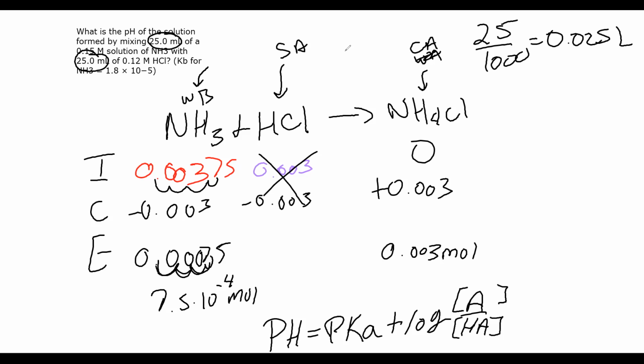How do I go from moles to concentration? What do I do? Divide by what volume? Total volume or individual volume? Total volume, because we added these two things together, right? So it's going to change the volume up. So we're technically also diluting these things as well. So what is 0.025 plus 0.025? Because it's basically the same, what we did, is what?